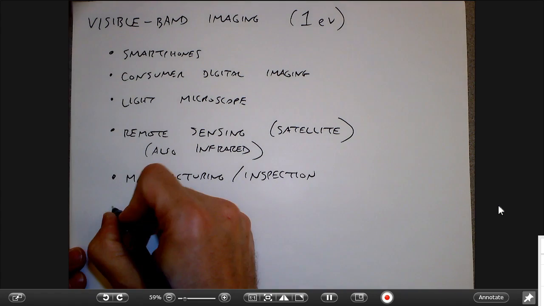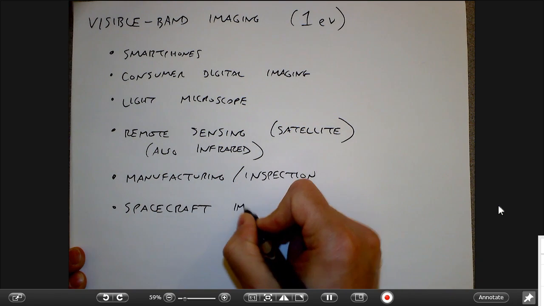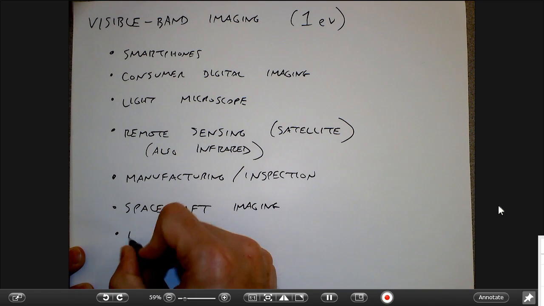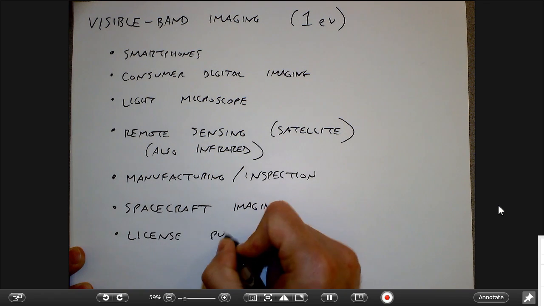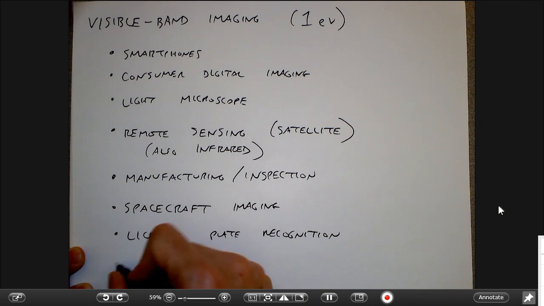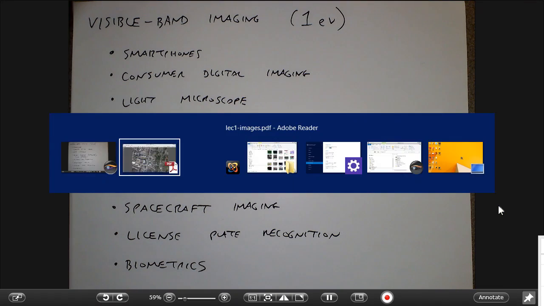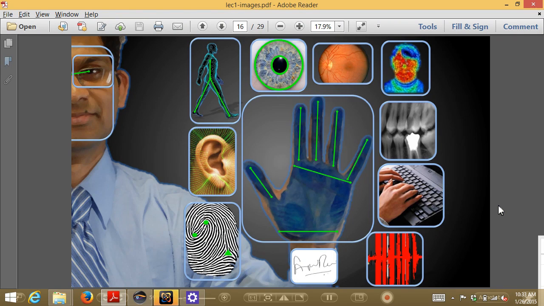Any sort of imaging off of a spacecraft, for example, looking down at the Earth would be visible imaging. Also things like license plate recognition, or biometrics. Biometrics is about trying to extract some information about a person: their hand shape, their retinal pattern, their iris pattern, their fingerprint, the shape of their ear even is very discriminative, how they walk. All that information is inferred from visible images.